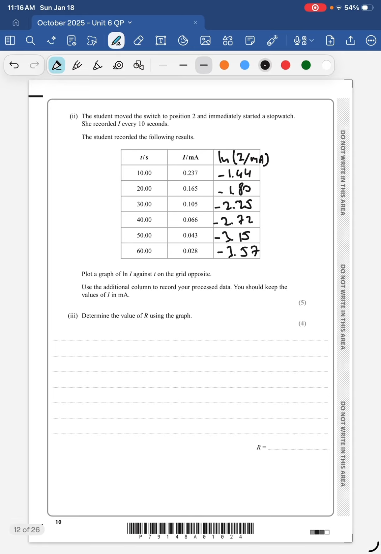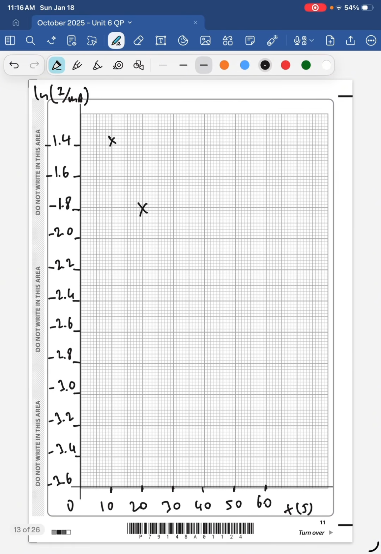Let's do one more, and then I will accelerate the video. For 30, we go to minus 2.25. Wait, I'm confused now. I think I made a mistake in the first one. Minus 1.44 should be over there. I'm sorry. And now we have minus 2.25, which should be at this 2.3.